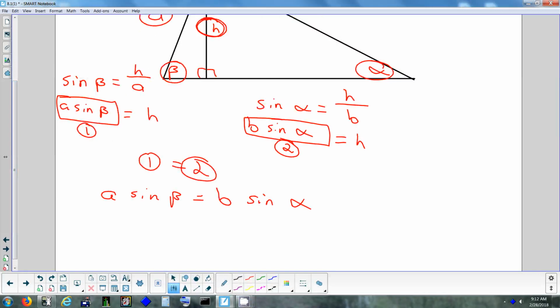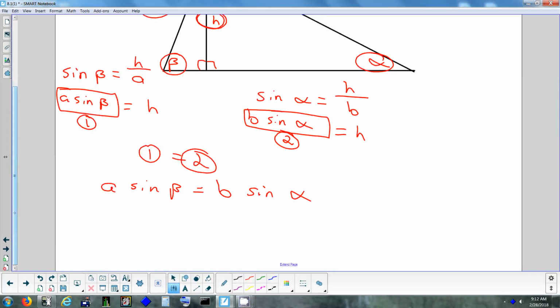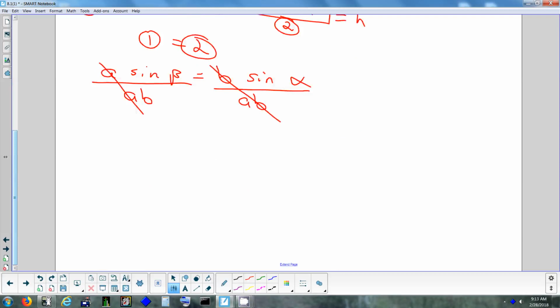So how would we move A to the right side? Yeah, Leo? Divide both sides by A. We divide both sides by A. And how would I move B over to the left side? Divide both sides by B. And what's going to happen? A's cancel, B's cancel. And the only thing you have to be careful about when you divide by a variable is something that could happen. What are you not allowed to divide by ever?